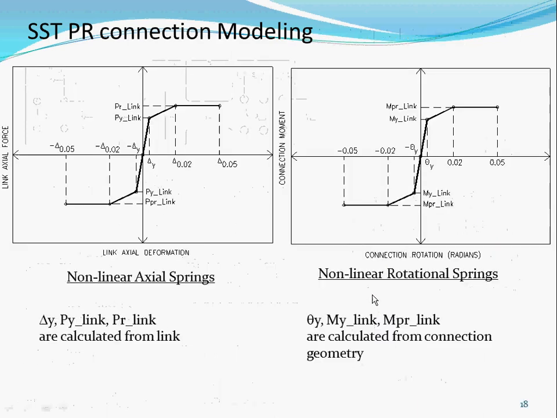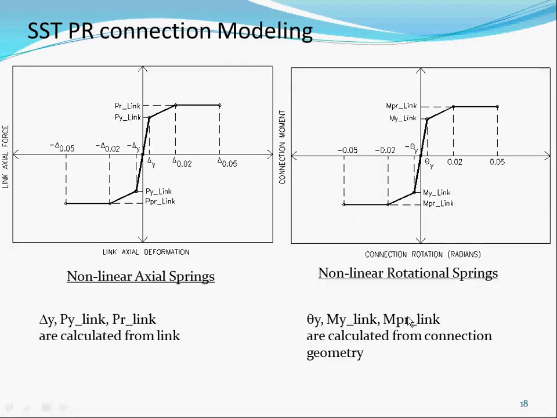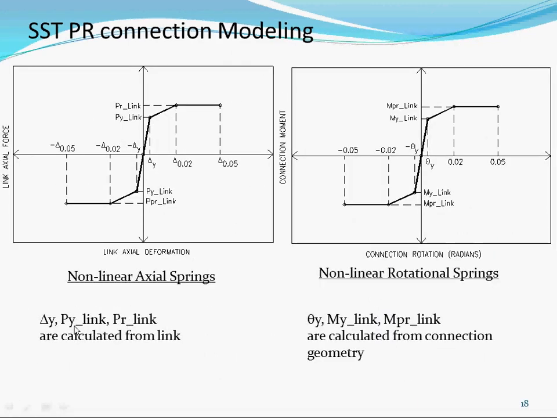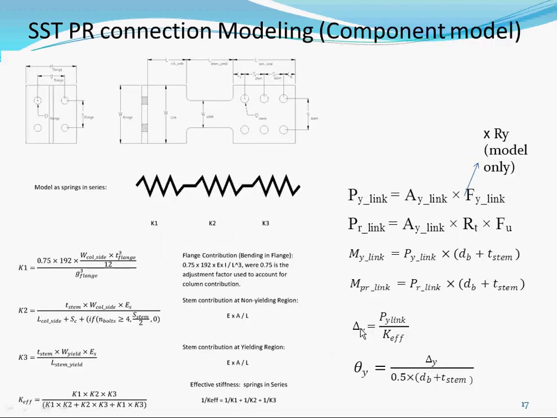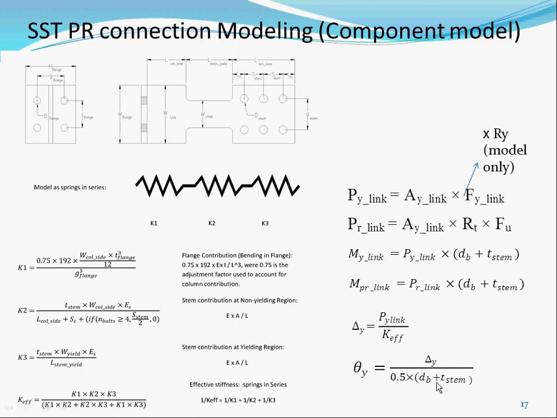So that's where the MY and PY come from, and that's where the PY and PR come from. And delta Y is a term where you just take your PY divided by the KEFF, and then you get the delta Y. Theta Y is delta Y divided by half the beam rotation, so we're looking at the beam center line. And that's where theta Y is coming from.